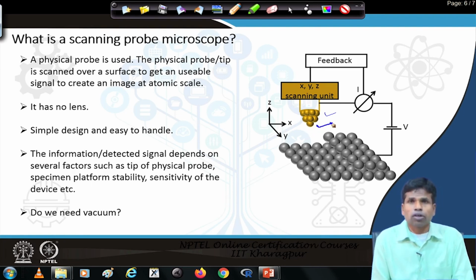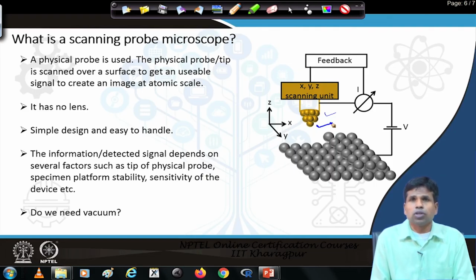There should be only a single atom at the apex of the tip, and that will scan over the surface, very close to the surface, in a gap of less than 1 nanometer between the sample and the tip, and a signal is generated. In this particular case, the signal can be current, that can be tunneling current, or it can be force. The signal can be anything depending upon the sample we are investigating and what type of signal we would like to measure.